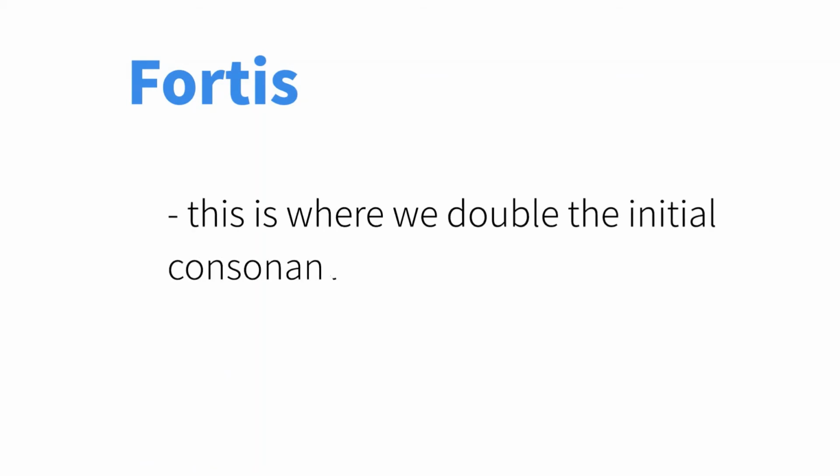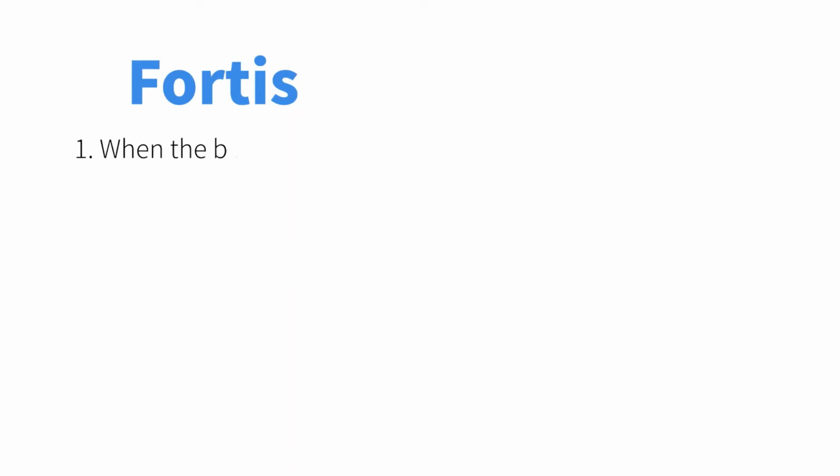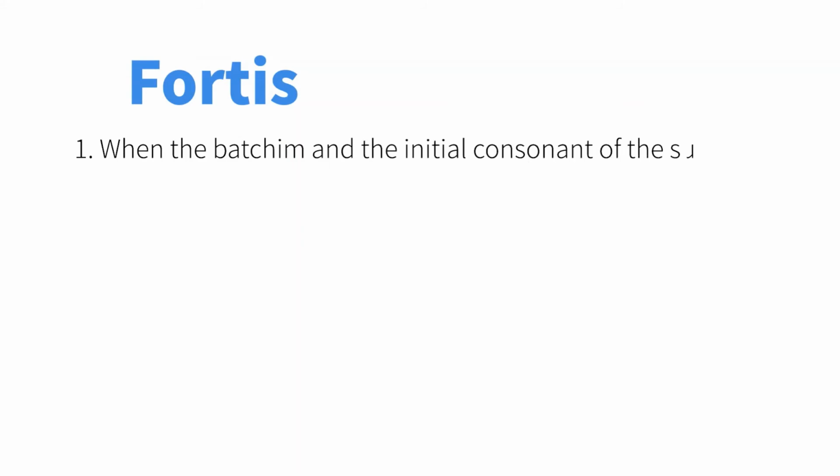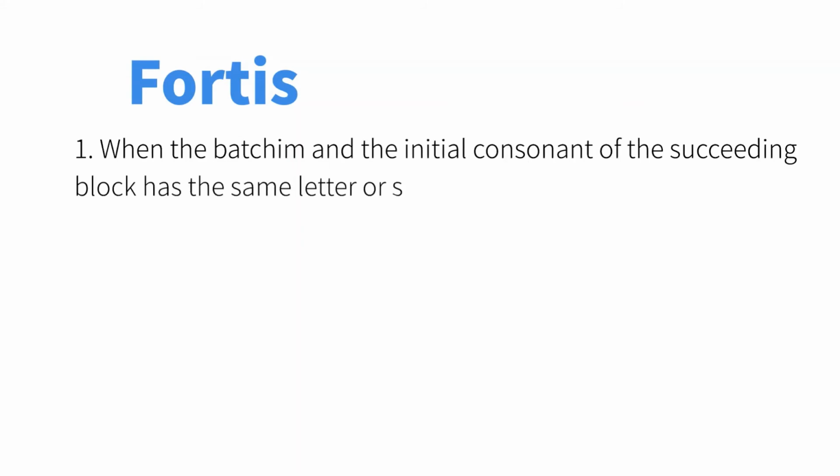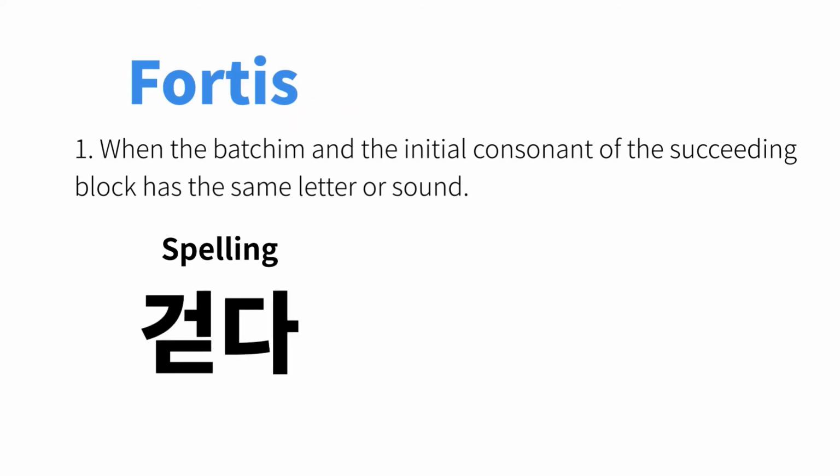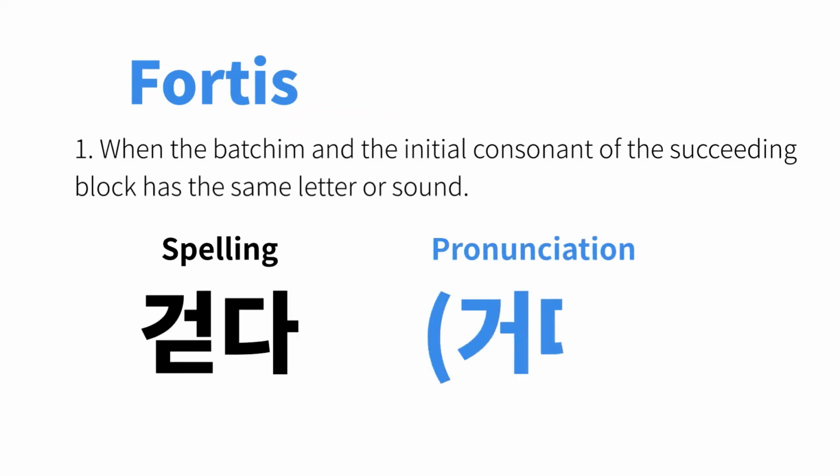The second rule is called Fortis. This is where we double the initial consonant of a block. This rule is divided into 2 parts. The first one is when the Batchim and the initial consonant of the succeeding block has the same letter or sound. For example, the verb 걷다, which means to walk, is pronounced as 걷따.